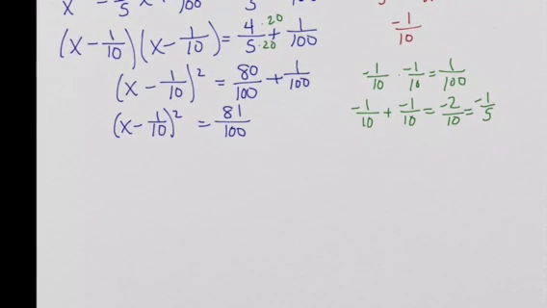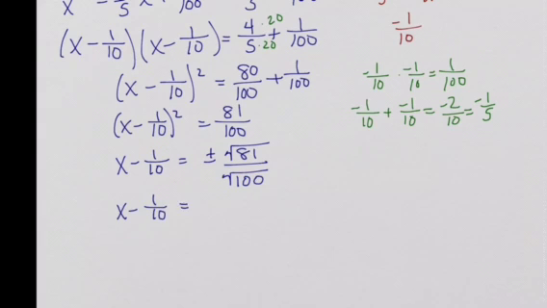We take the square root of both sides to solve this. This is our last step in completing the square. So we get plus or minus the square root of 81 over the square root of 100. So x minus 1/10 is plus or minus 9 over 10. Then we move our 1/10 to the other side, and we split them so that we can finish solving.